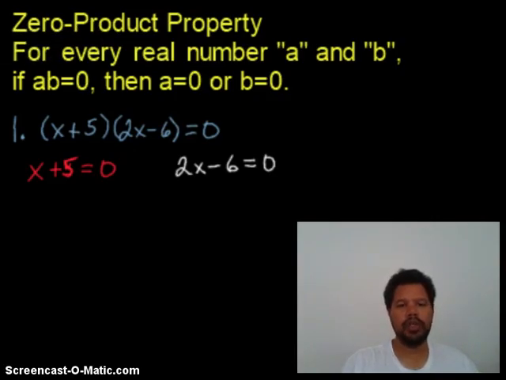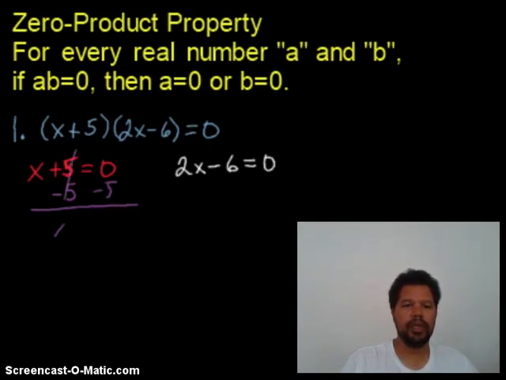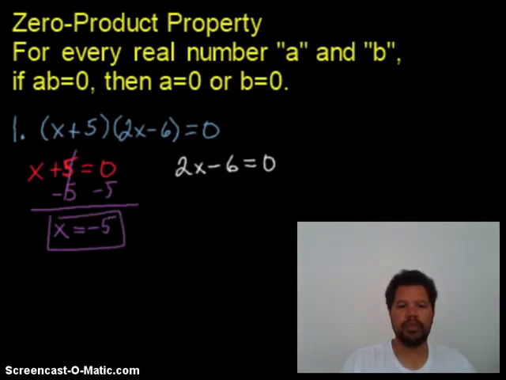So to solve this, we use inverse operations. So plus 5, we subtract 5 from both sides. So we end up with x is equal to negative 5. So when x is equal to negative 5, this product equals 0. But we have two conditions.